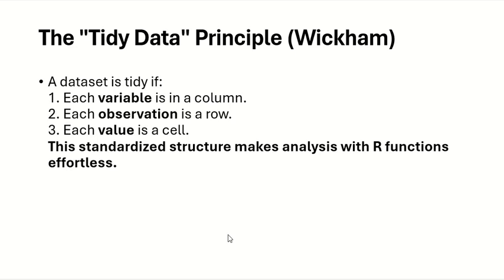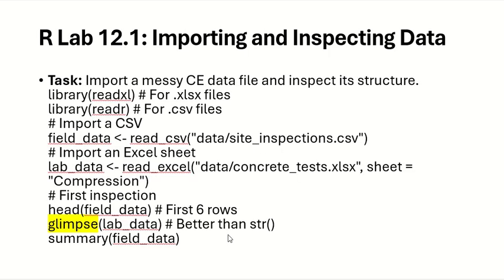This is called the Wickham principle of tidying the data: each variable is in a separate column, each observation is in a row, and each value is in a particular cell. You make sure that your variables are in columns and your rows are samples. This standardized data structure is what we normally use in R as well, what we have been using throughout the course.